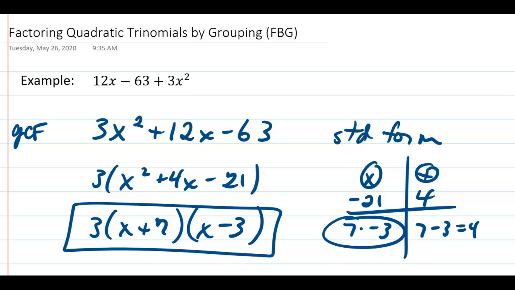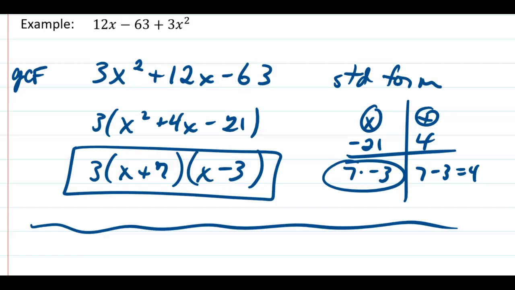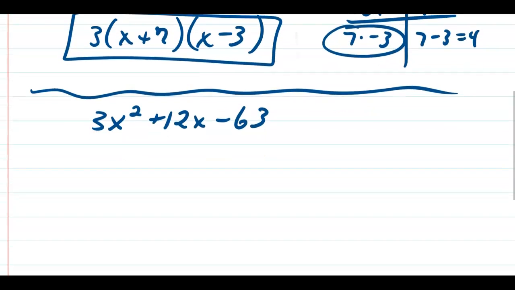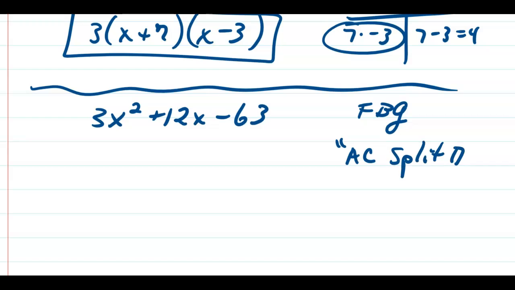But let's take another look at this. So I'm going to write it down again, in standard form as we did a moment ago. So it's 3x squared plus 12x minus 63. And this time we're not going to be clever and say, oh, I know I should always look for a GCF and factor it out. Let's pretend that we don't notice it, and let's see what happens. We're going to learn factoring by grouping, or FBG, now. This is also known as the AC split the B method.